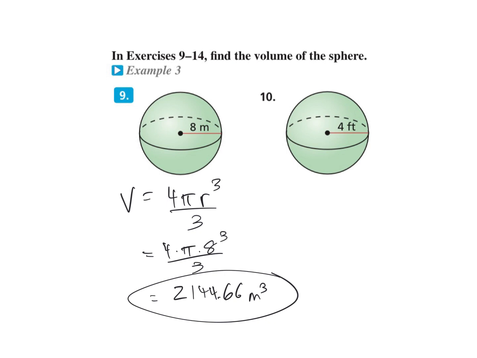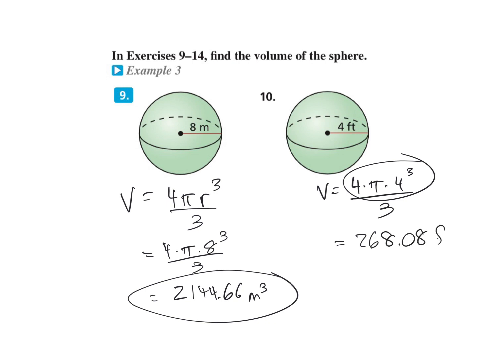Number 10, same thing. Volume equals 4 times pi times the radius cubed, and then divide by 3. So again, we do the top first. 4 cubed, always do your exponents first, times pi times 4, and then we divide by 3. So that volume is 268.08 cubic feet.